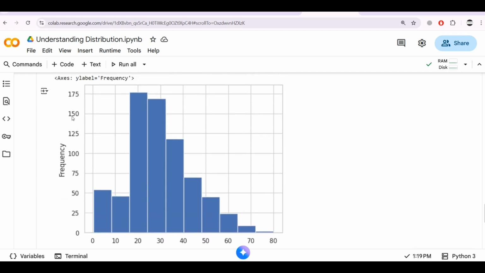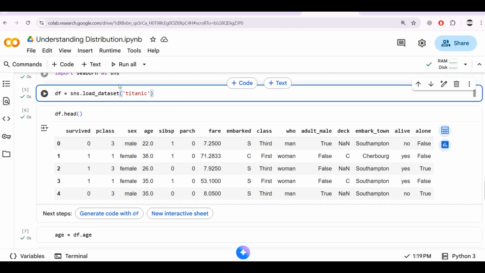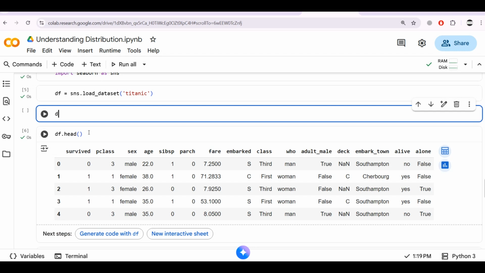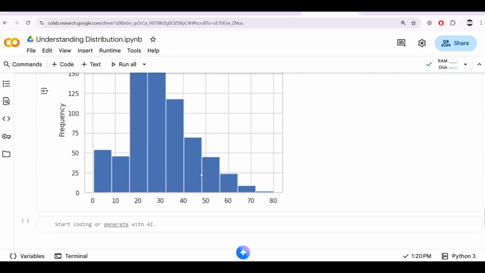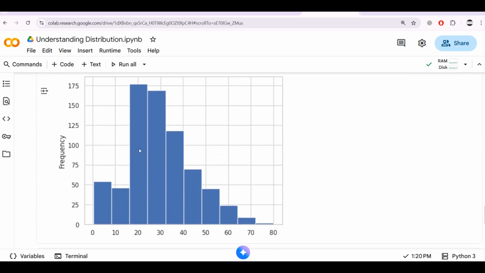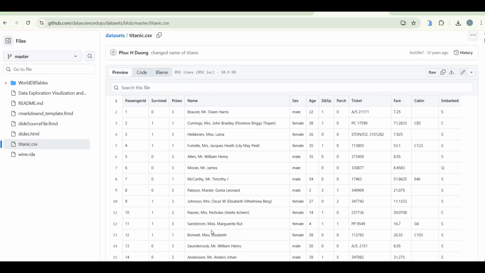Here it is written frequency, that is count of how many passengers are there. If you see the data set, there are total of 890 passengers. So if you write shape, you will see how many rows are there, 890. So out of 890 passengers, how many are between 20 to 25, 25 to 30, 30 to 35? This is what it is telling you. So this is how you can read data distribution, and this is what we have learned here.